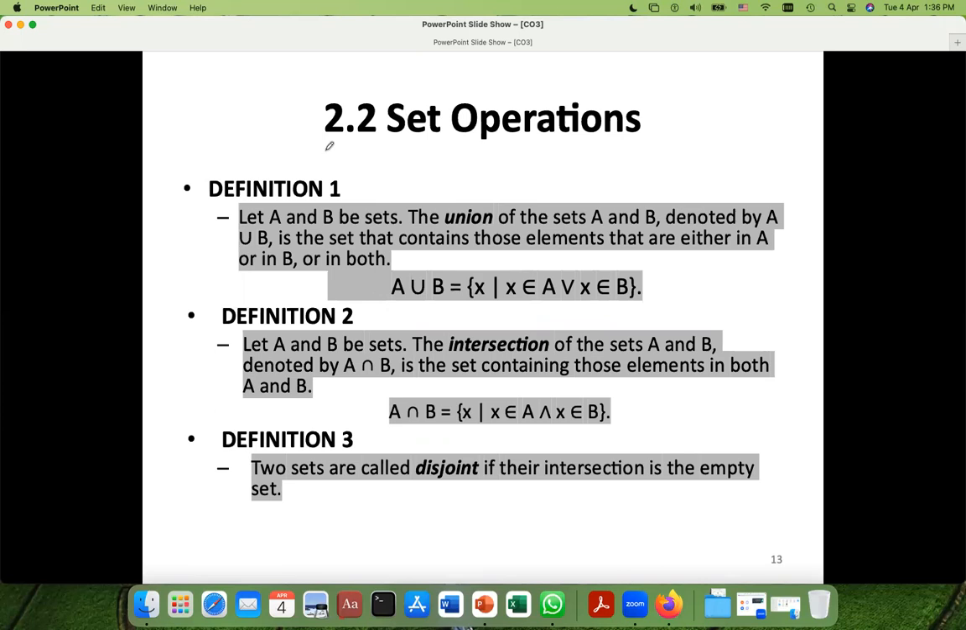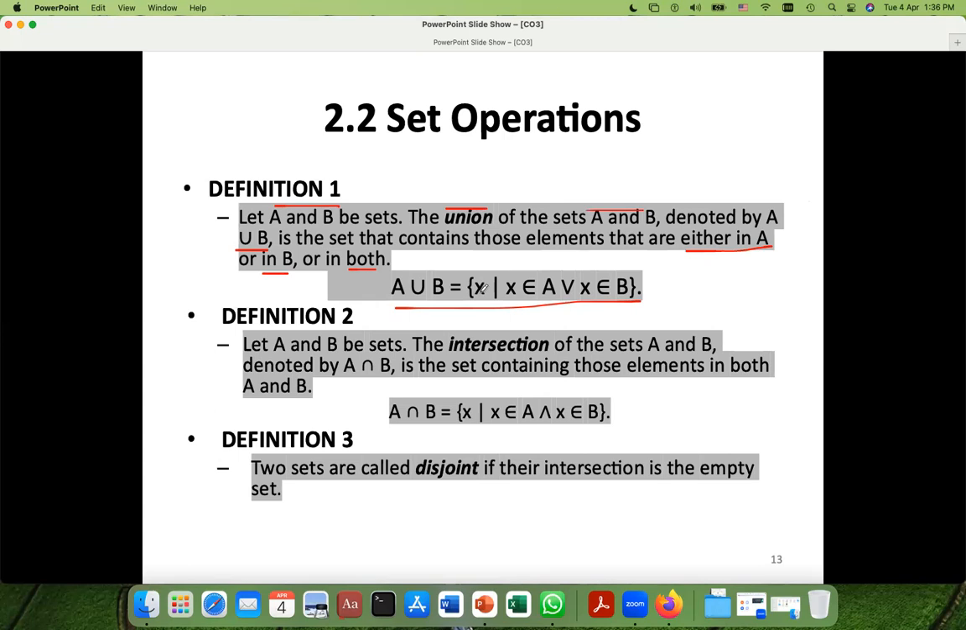Set operations now. First, we will see the definition for the union. This is easy. If you have two sets A and B, what is the union? The union of two sets A and B, we can represent with A union B. This is the mathematics, you know that. And this union will contain either the elements in A or the elements from B or both. So this is the definition. And mathematically, you can write it like that. This is the definition of union.